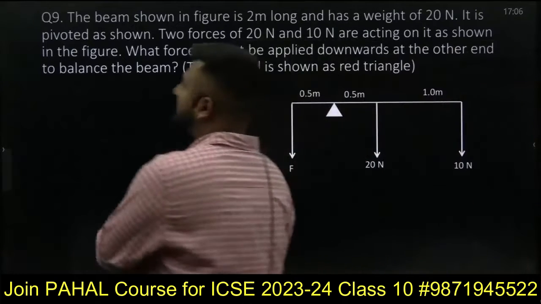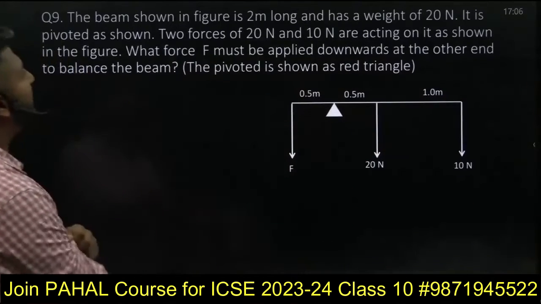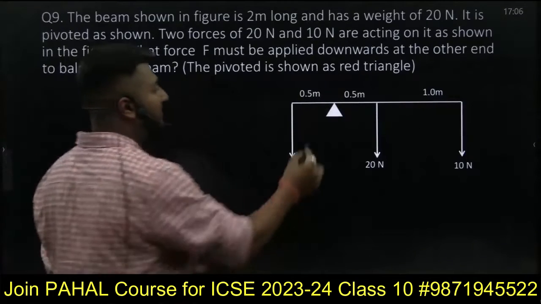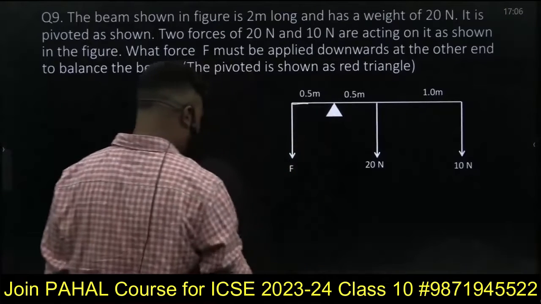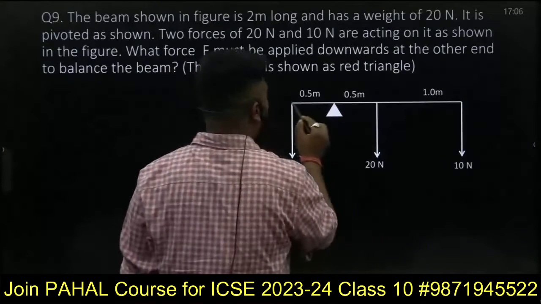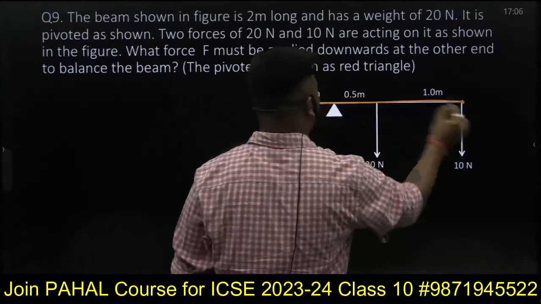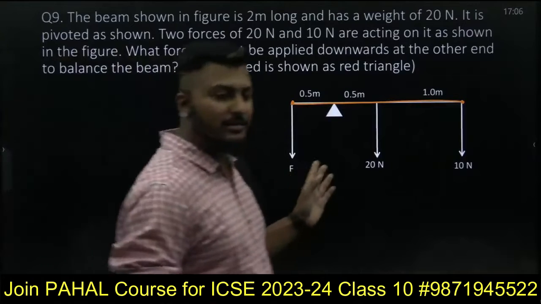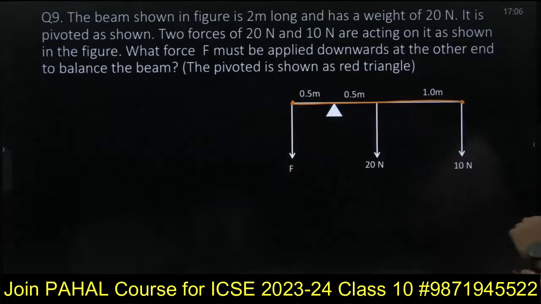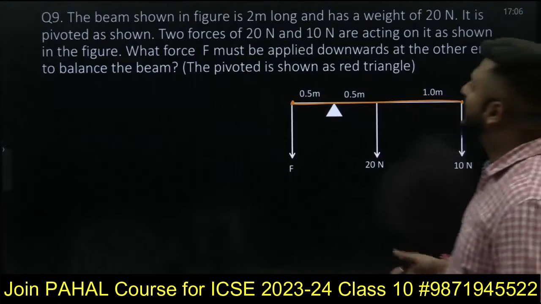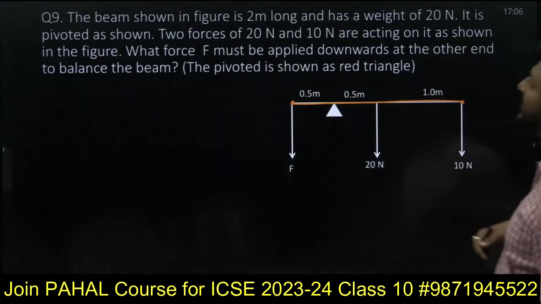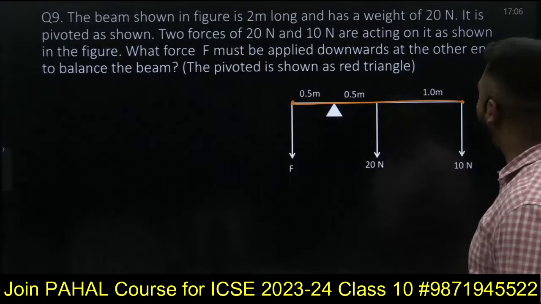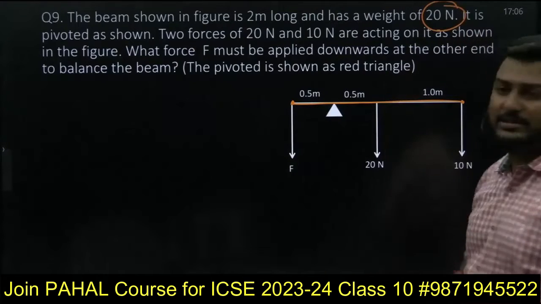So the next question says the beam shown in the figure is 2 meter long and has a weight of 20 Newton. Okay, so this is a beam. This white thing you can see is a beam, so let's color this beam. This orange one is a beam. Do you know what beam means? A steel rod. So this is an iron beam. The total length of the beam is 2 meter and it has a weight of 20 Newtons.